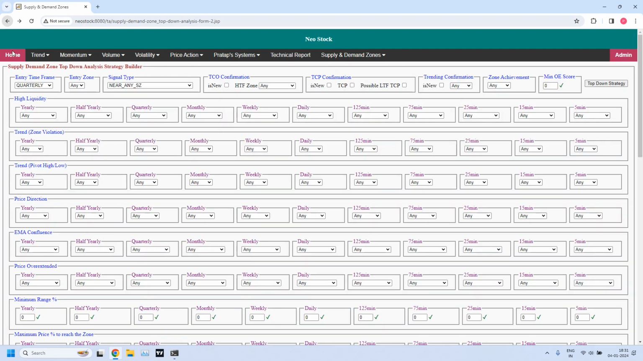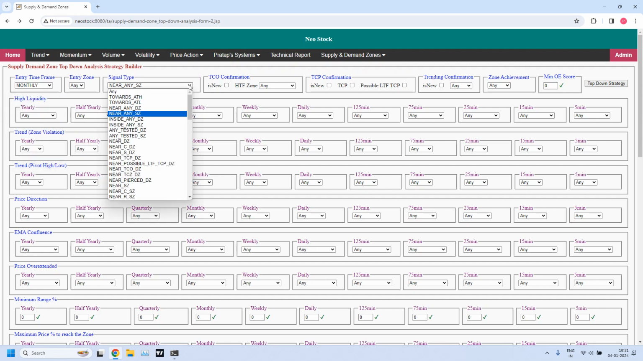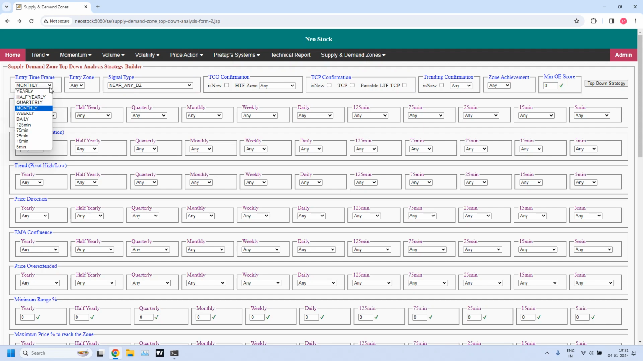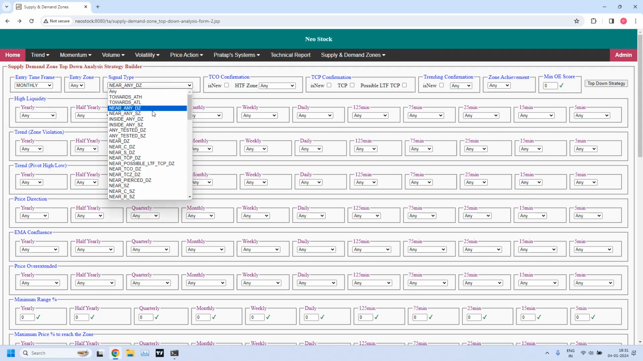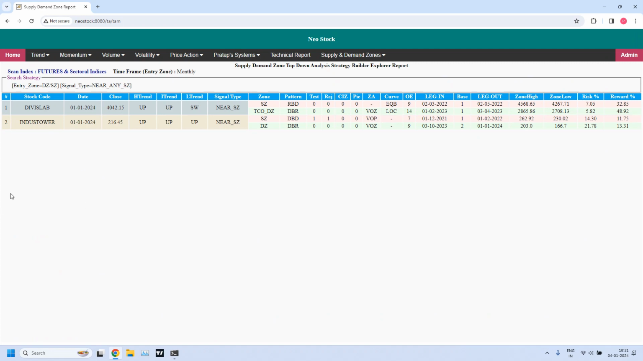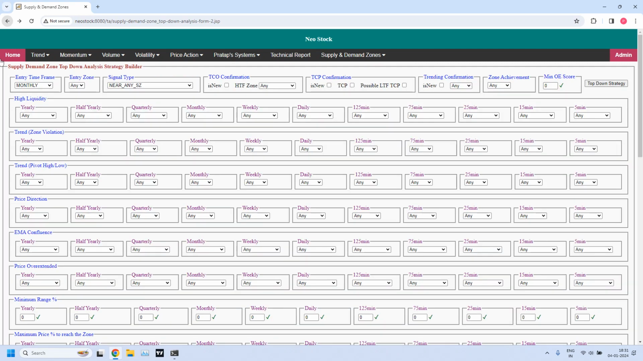So let's go back. Now let us change the entry time frame to monthly. Let us find the stocks near monthly demand zone. So only one stock is near monthly demand zone. Let's go back. Entry time frame is monthly. Let us find the stocks near monthly supply zone. So 2 stocks are filtered. Let's go back.